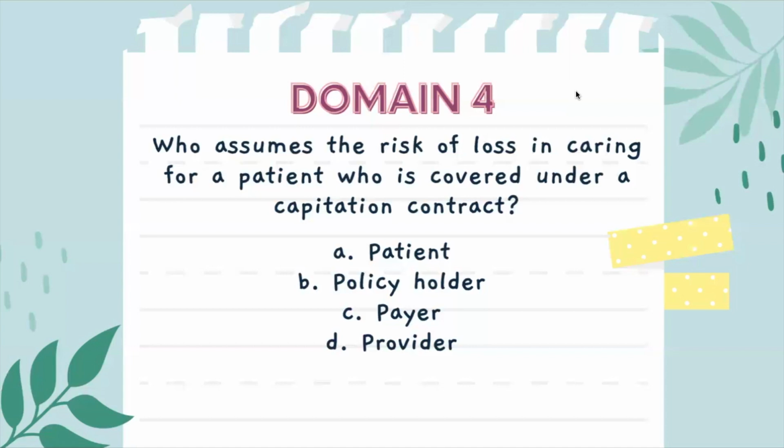There are two things that we need to understand about this question. What do they mean when they say the risk of loss? And what the heck is capitation? Once we know those two things, we'll be good to go. By risk of loss, what they're talking about is money. Who is going to assume the risk of money loss in caring for a patient who is covered under a capitation contract? What is a capitation contract?